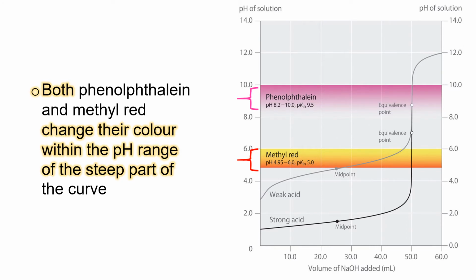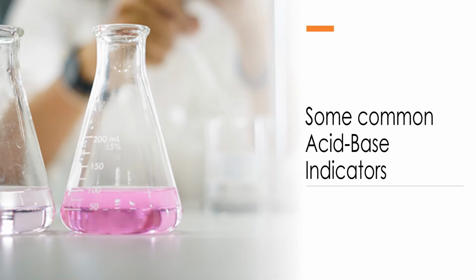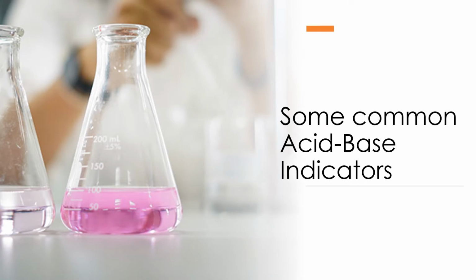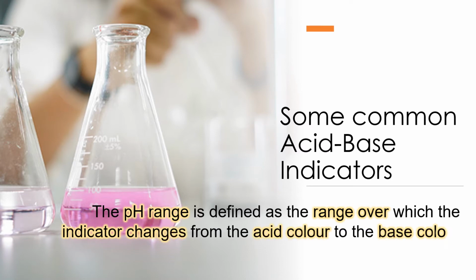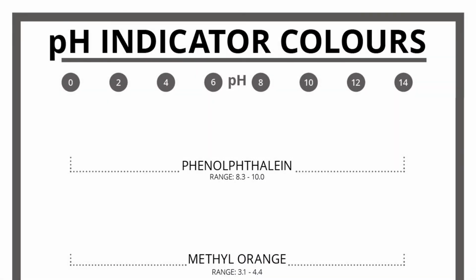Both phenolphthalein and methyl red change their color within the pH range of the steep part of the curve. Let's look at some common acid-base indicators. The pH range is defined as the range over which the indicator changes from the acid color to the base color. Here are some common acid-base indicators.